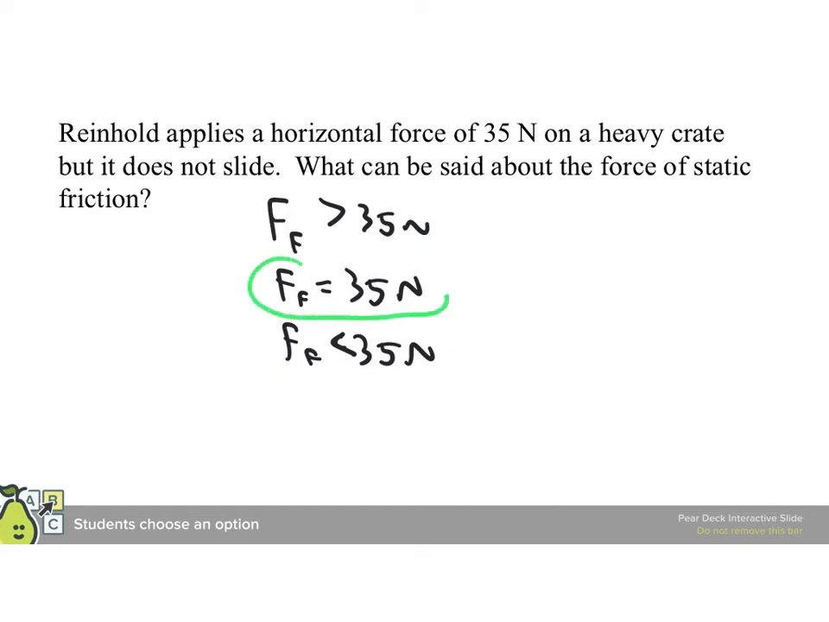It has to be that the frictional force is exactly equal to 35 newtons. In other words, if we draw a free body diagram, we know that Reinhold is pushing over at 35 newtons, and the frictional force is pushing back, but the acceleration is 0, so these two forces must be equal. If the frictional force were more than 35 newtons, then the block would have slid the other way, which doesn't make any sense because it's not moving. It does not slide.